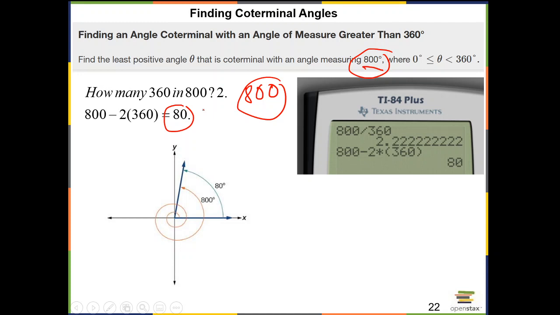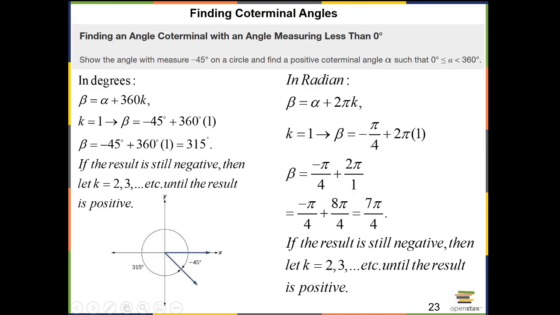You do that with the calculator, right? Divide whatever angle you're given by 360, you get a number. Pick the whole part of it, multiply that by 360, and take that away from the number, right? So you don't have to worry about the decimal part, just the whole part. How many whole 360s are in 800? 2. All right. So in degrees, to find the coterminal angle, the formula is that.